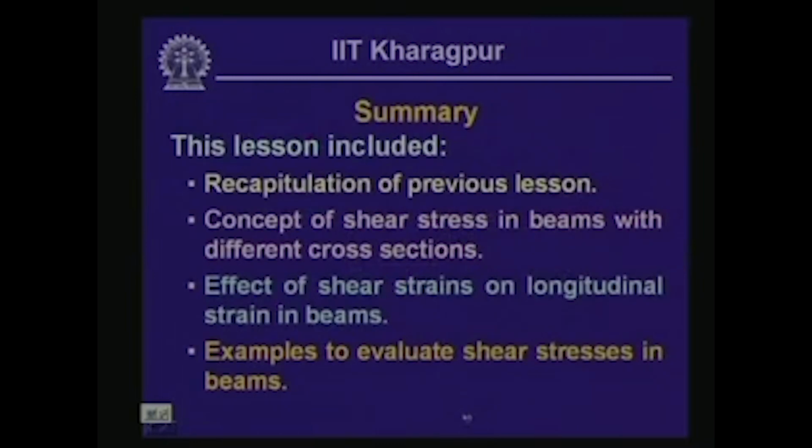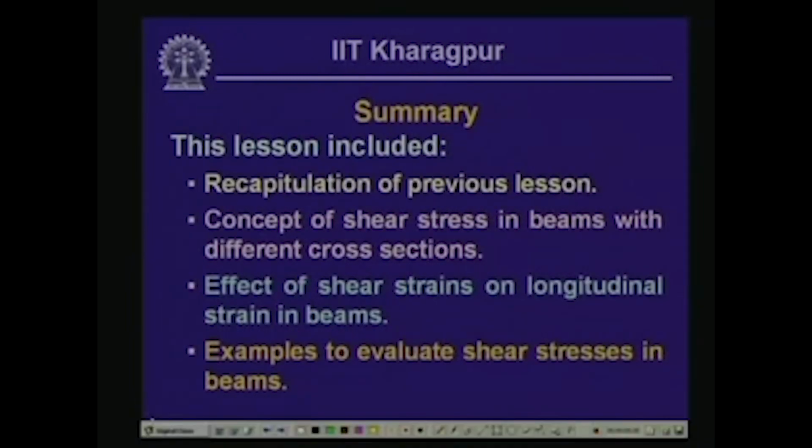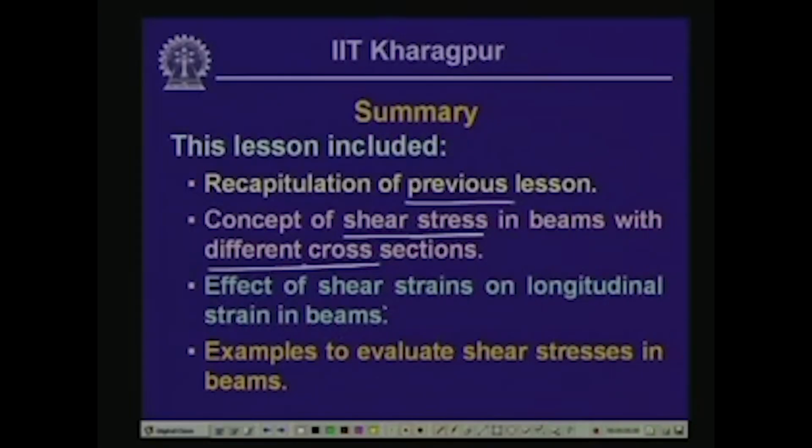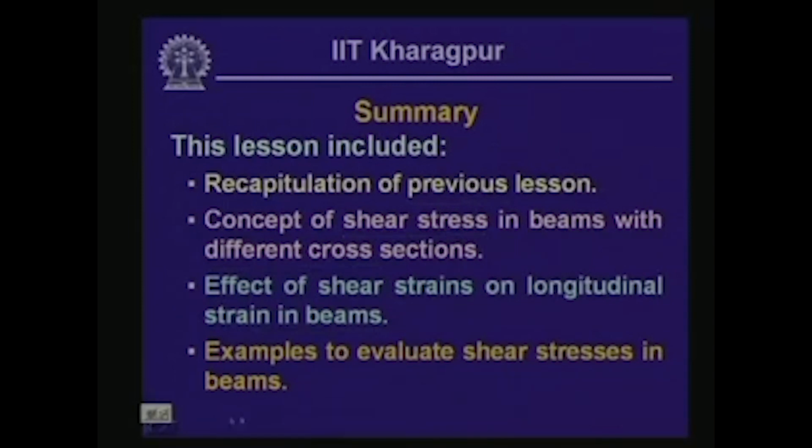Well, now to summarize what we have discussed in this particular lesson, we have recapitulated the previous lesson. We have introduced the concept of shear stress in beams with different cross sections other than the rectangular one. In the previous case we had discussed a cross section where the cross section is a rectangular one, but here we have discussed the circular or T or I sections, and then the effect of shear strains on longitudinal strain in beams. Also we have looked into some examples to evaluate shear stresses in beams.